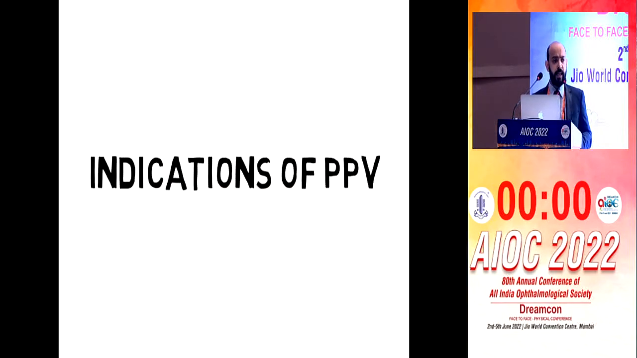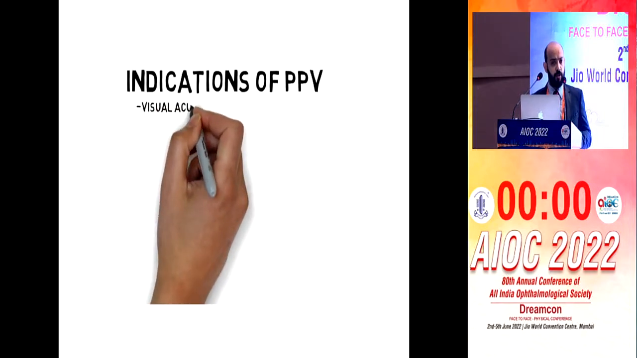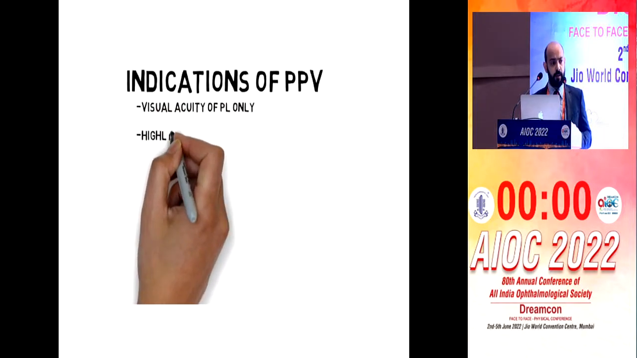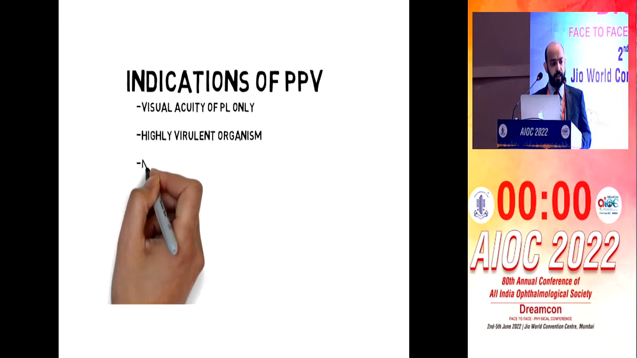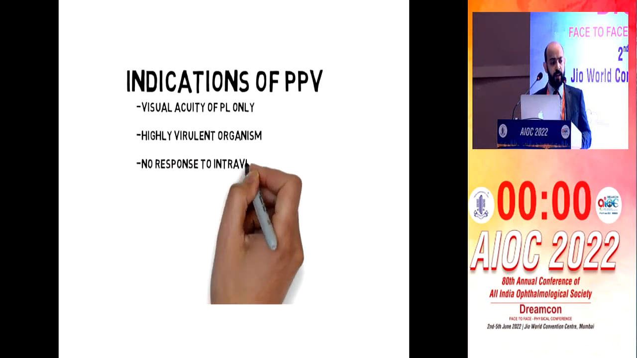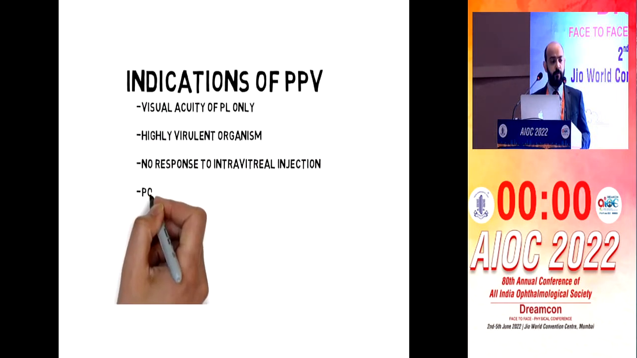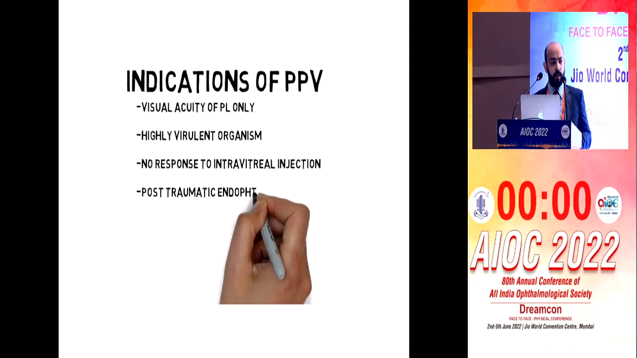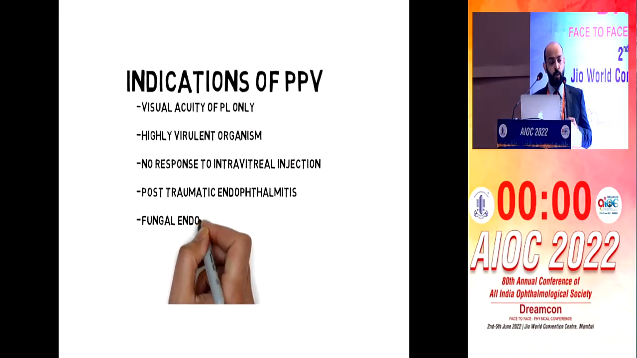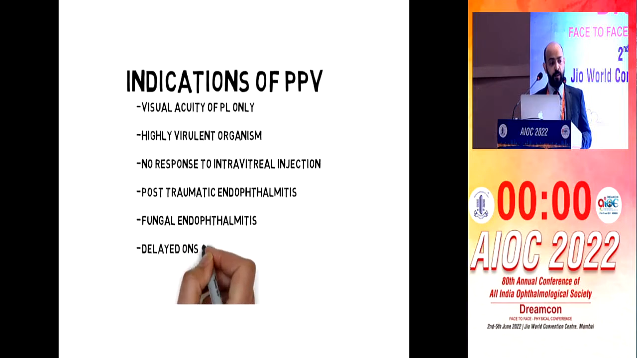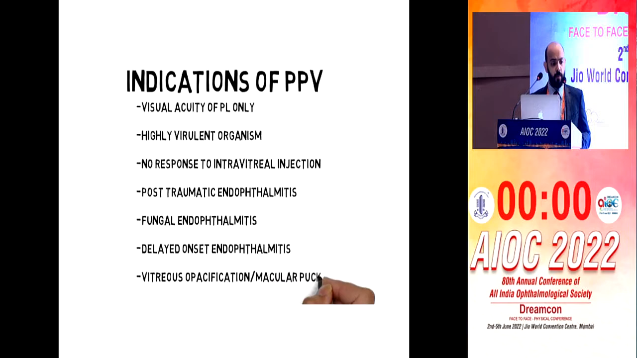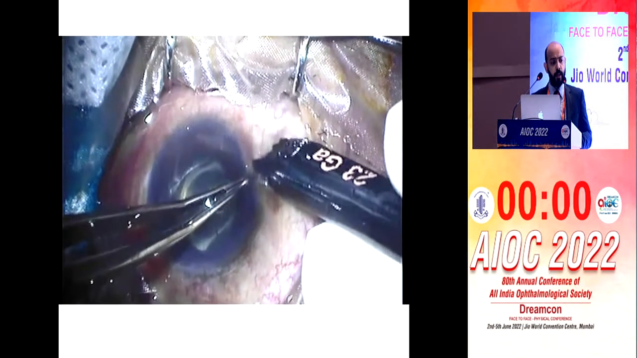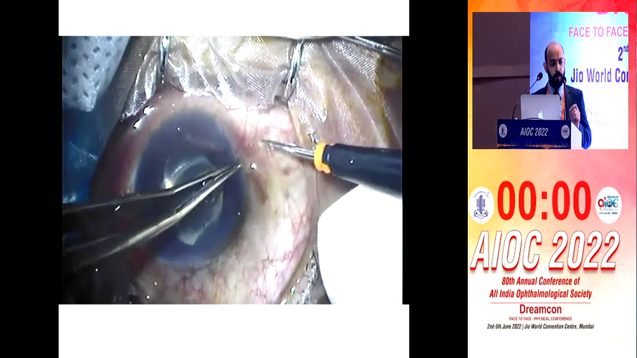So there are certain indications where we directly go for a pars plana vitrectomy instead of the vitreous biopsy and injection. When the visual acuity is very low, PL only, a suspected highly virulent organism, when there is no response to intravitreal injection, in post-traumatic endophthalmitis and fungal endophthalmitis, we directly go for a pars plana vitrectomy. Also in delayed endophthalmitis. So I'll just be touching upon a few steps.